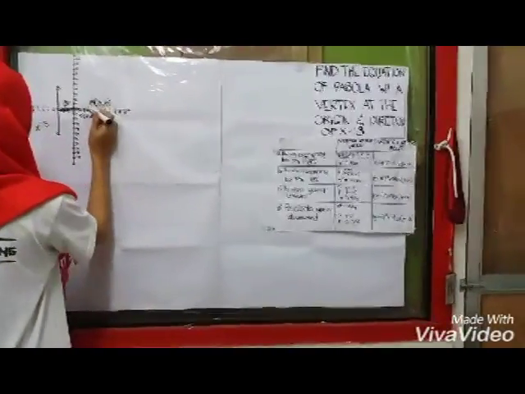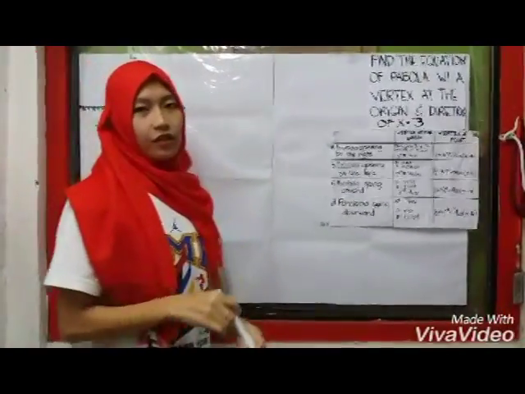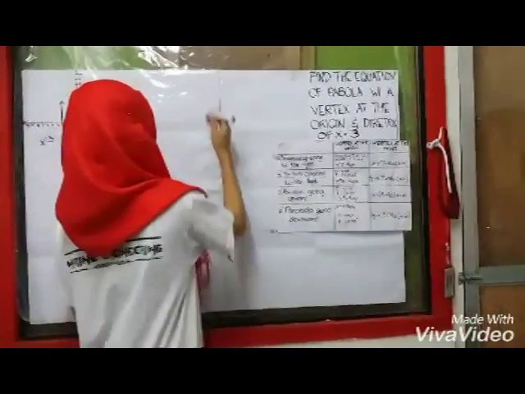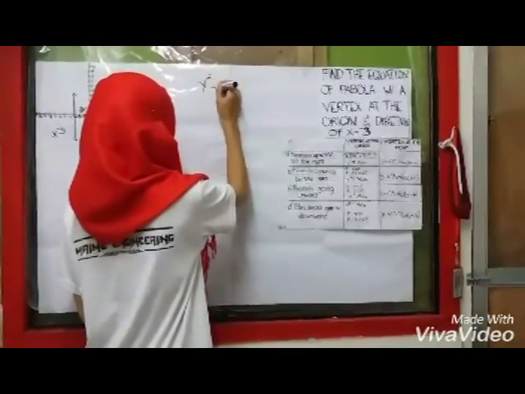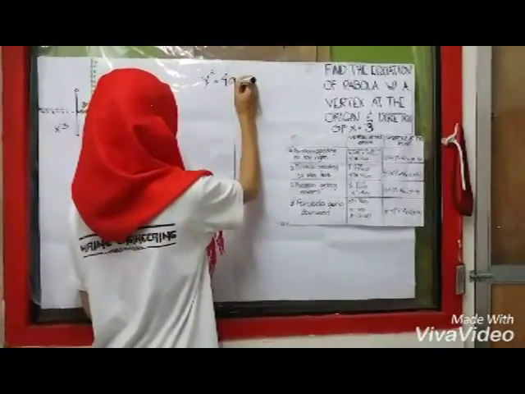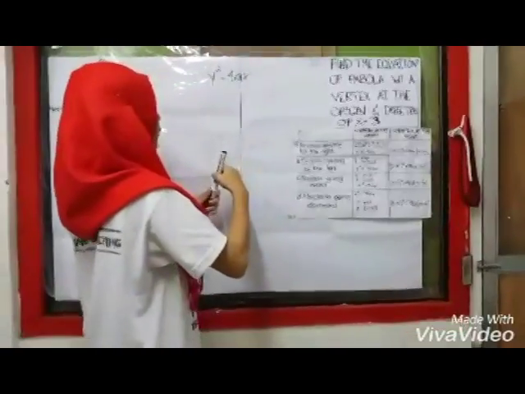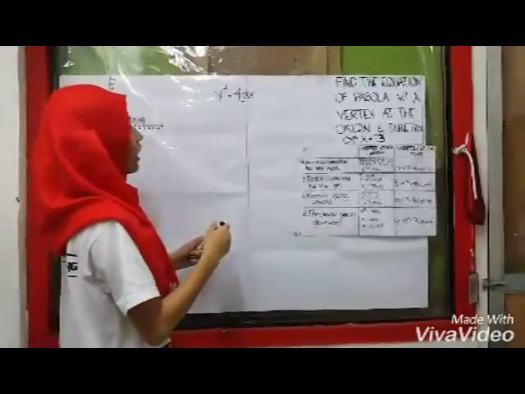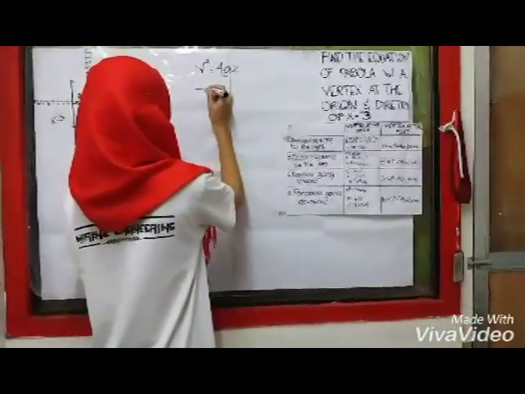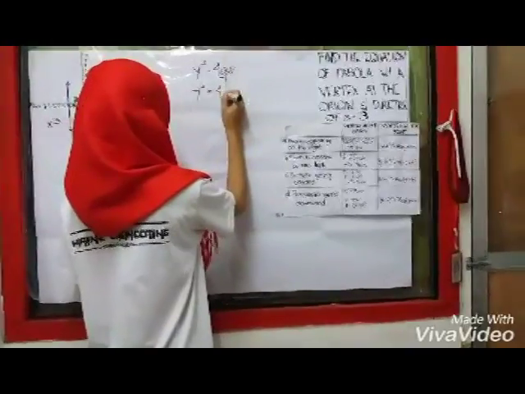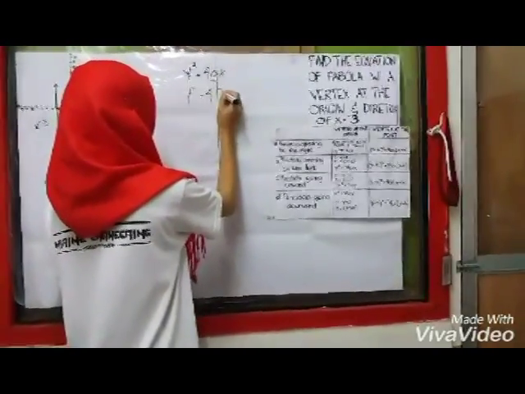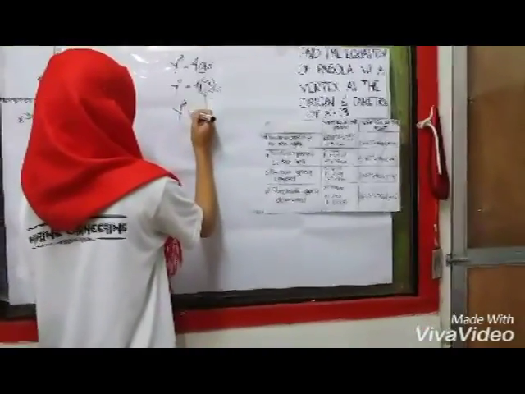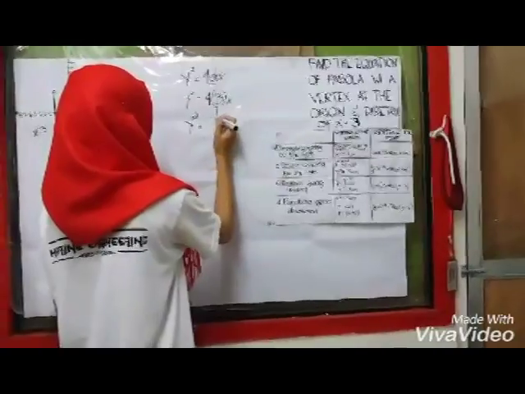It is obvious that our parabola is facing to the right, so we use the formula y squared is equal to 4ax. The value of a here is the number of units from vertex to directrix. So our a is 3. Therefore, y squared is equal to 4 times 3.